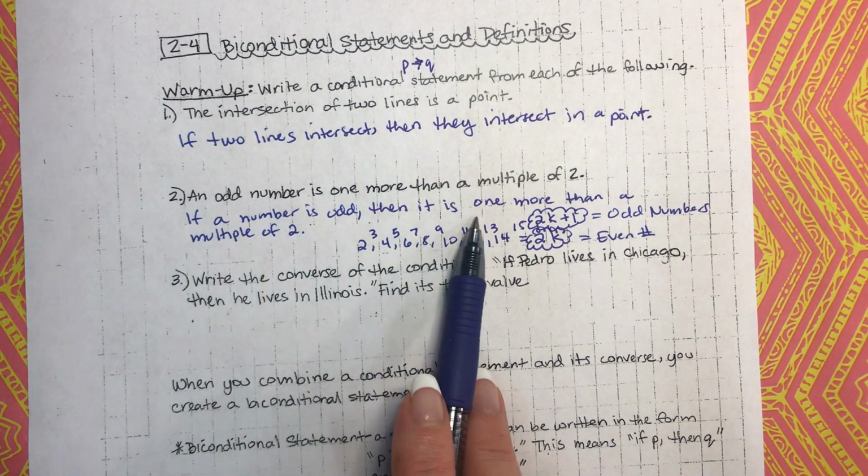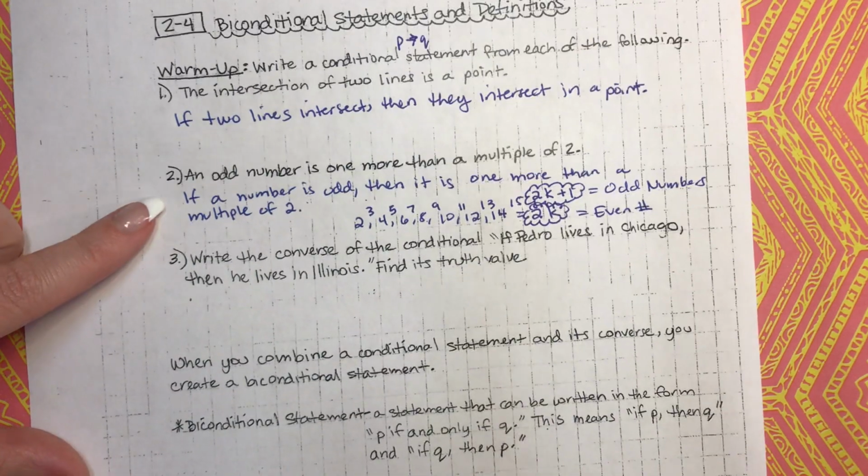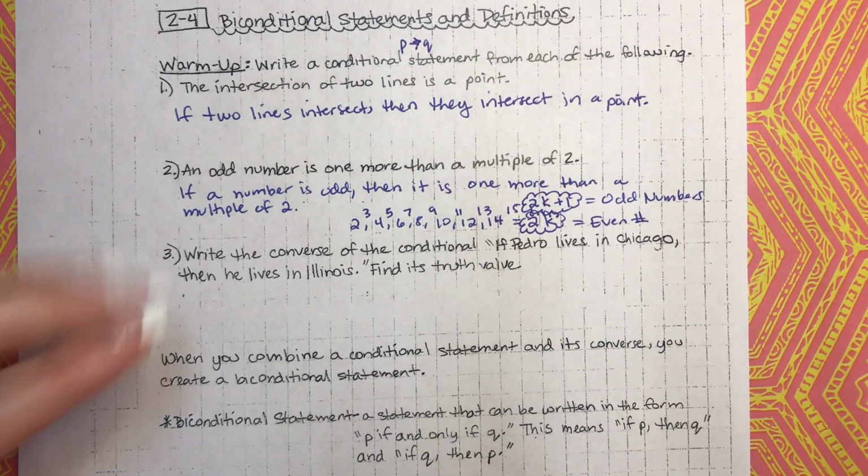So if a number is odd, then it is 1 more than a multiple of 2. Perfect. If you got that one right, awesome job. If not, then rewrite it, okay?